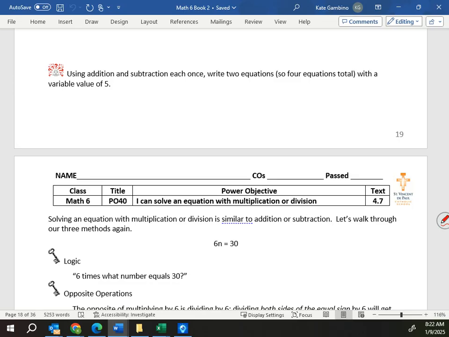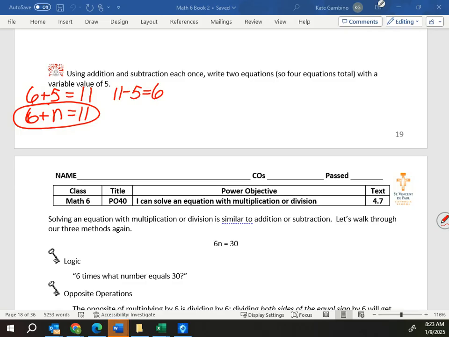So I could say 6 plus 5 equals 11. So I'm going to take that 5 out and say 6 plus n equals 11. That is one addition problem. Now I'm going to use fact families for my subtraction to go with it and say 11 minus 5 equals 6. I'm going to take that 5 out and say 11 minus n equals 6.